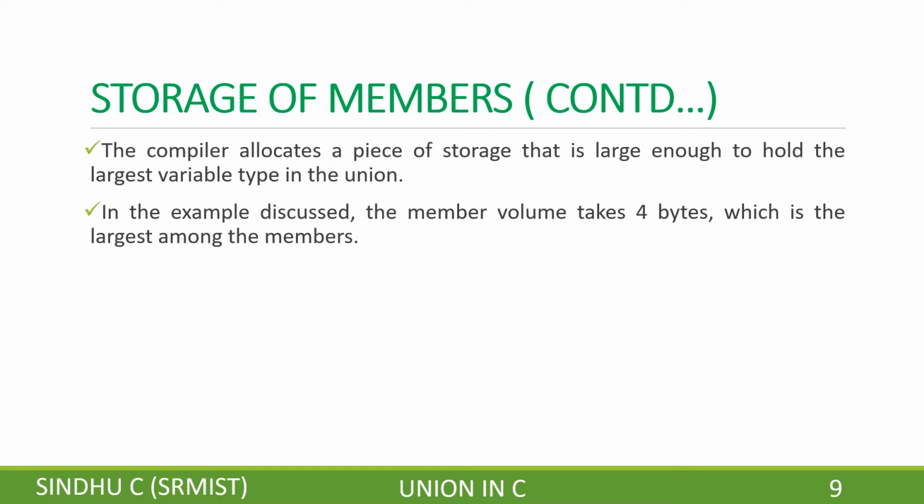The compiler allocates a piece of storage that is large enough to hold the largest variable type in the union. So in the example that we discussed, the member volume takes 4 bytes, which is the largest among the members. The others are int and char. So obviously the volume member, which is of the type float, takes 4 bytes. So it is the largest among all the members of the union. So your union is allocated with 4 bytes.